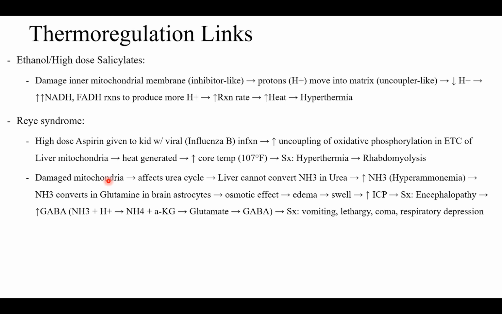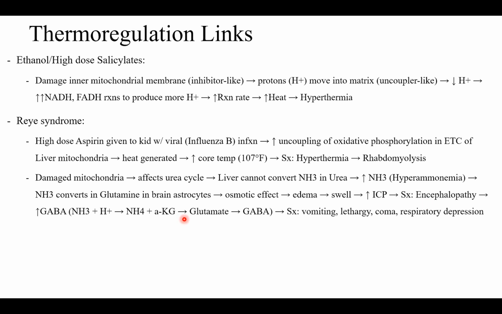Damaged mitochondria affect the urea cycle in the liver, and the liver cannot convert ammonia into urea, so you have increased accumulation of ammonia, specifically in the brain. Ammonia is converted to glutamine in brain astrocytes, and this causes an osmotic effect and leads to edema in the brain, and the brain swells up. That causes an increase in intracranial pressure, which leads to encephalopathy.